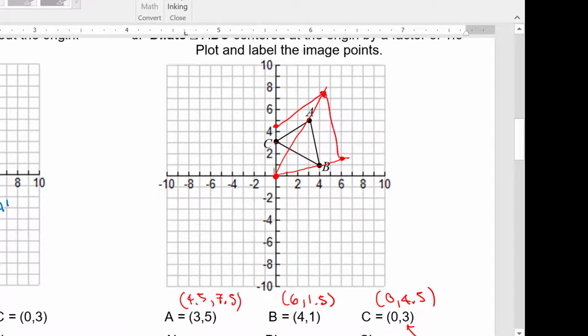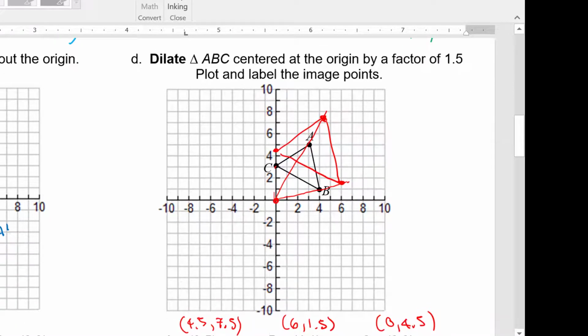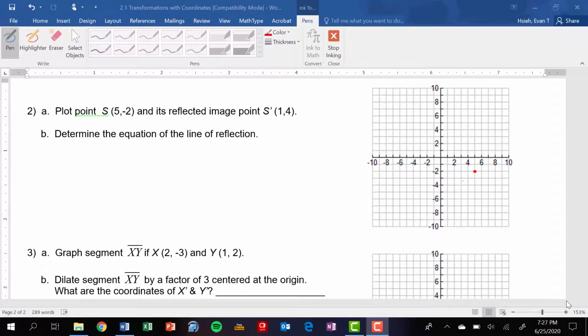Connect the dots, and there is my dilated triangle around the origin by a factor of 1.5. Okay, let's move on to the next page, and we'll go grab a couple of these problems on the back. Okay, moving on to the back side, we're going to grab a couple problems here.